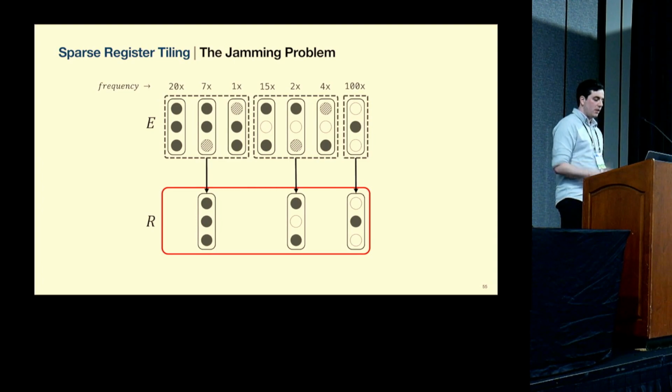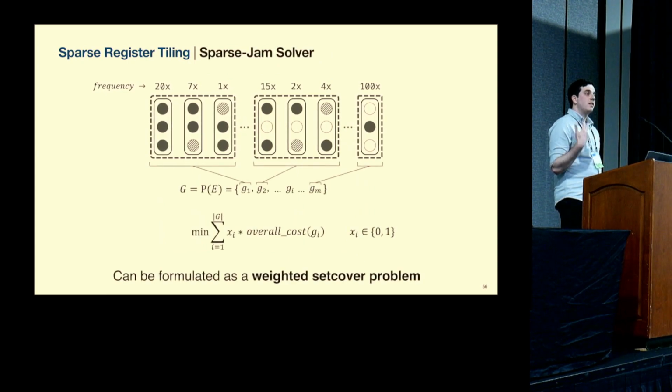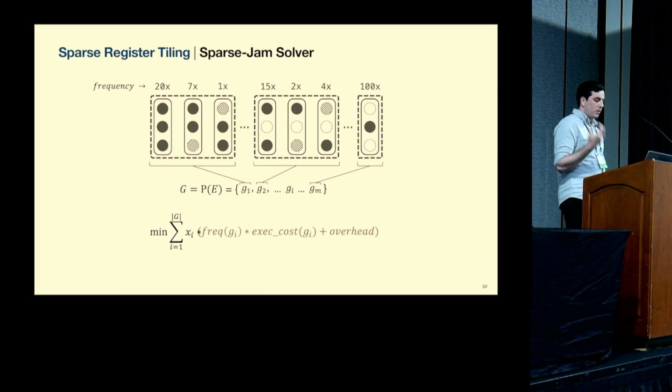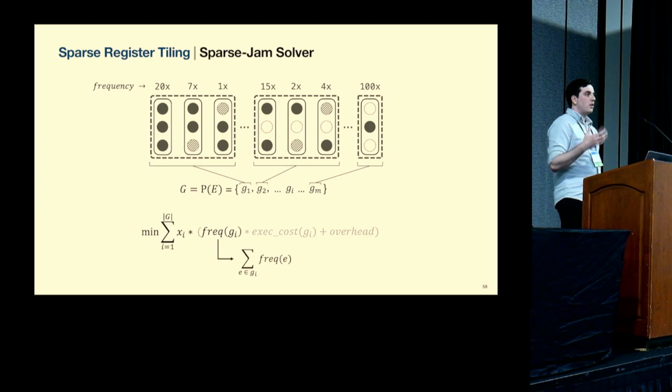Using this formulation, or this view of the problem, we can formulate it as a minimum weighted set cover problem, where G is our universe of all the possible subsets of E. Then we're trying to minimize the cost of the selected subsets. This cost function is a little bit more complicated, but in this talk, I just want to focus on one of the terms specifically, and that's this frequency term. This is what gives the cost model an idea of how much redundant computation it's introducing by selecting the subset. That uses the frequency information that we extract from our target matrices.